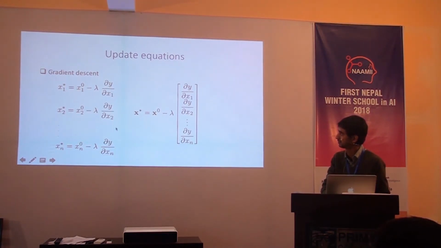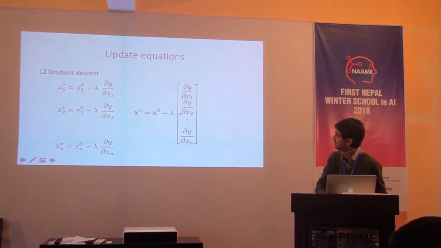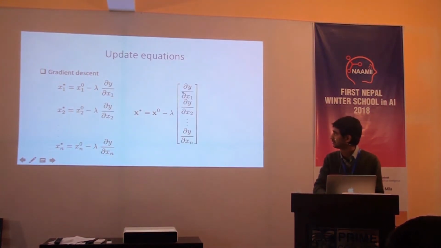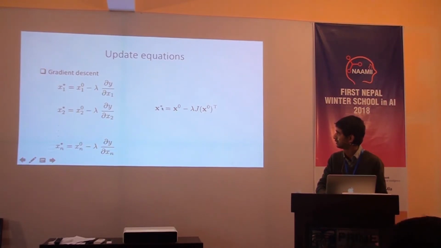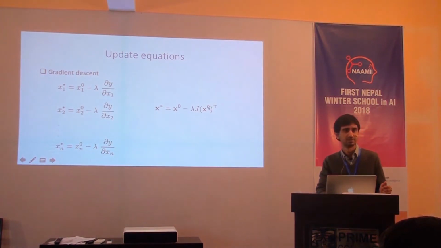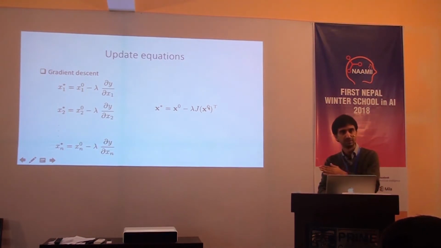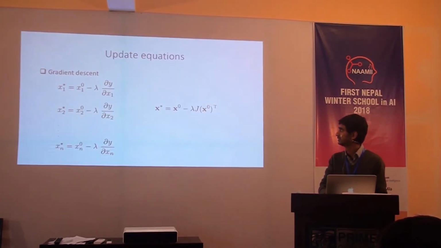So if you write it in terms of a single vector, you will have lambda times this thing, right? The derivatives. And this you can express as the transpose of the Jacobian. This vector is the transpose of the Jacobian. So I'm writing x star as the next solution and x naught as the initial solution. So this is the Jacobian at x naught. So you are linearizing around the initial point and doing gradient descent. So next is, I guess everything is clear here.